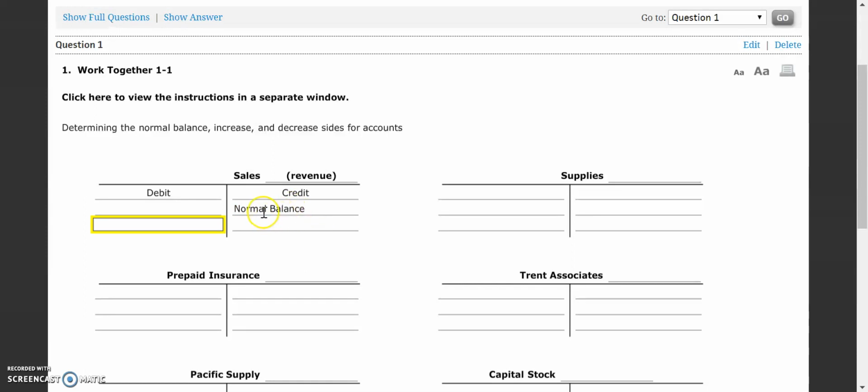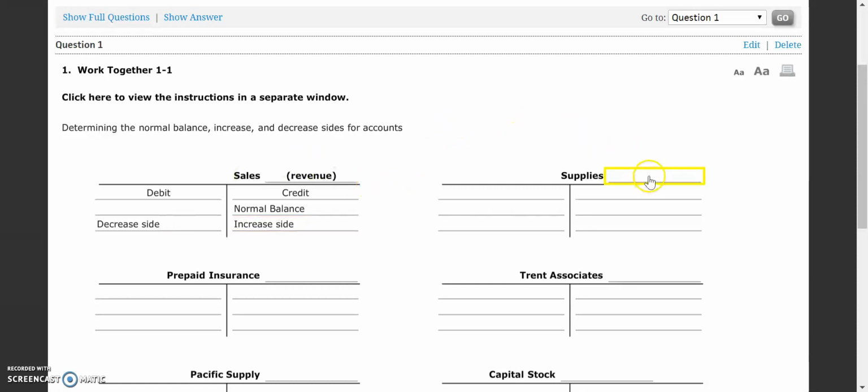And I believe that once you start typing, it'll fill in for you. You can just hit your tab key and it will fill nicely for you. And then we have to say with a sales debit, is that an increase or decrease? And so sales increases on the credit side, so a debit would be the decrease side, and then credit would be the increase side. So that's all we're doing for each of these.